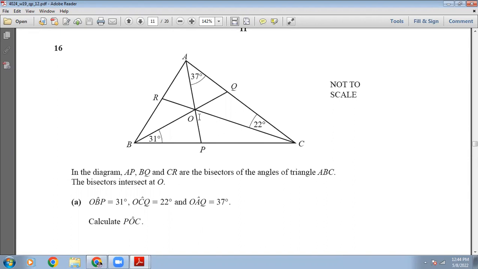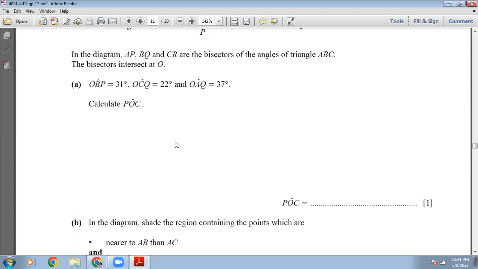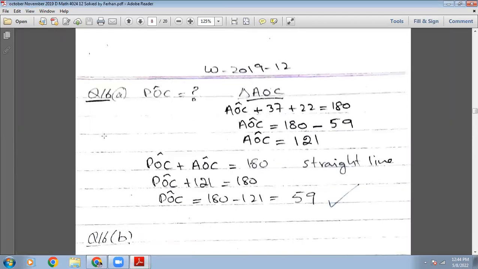So the strategy is very simple. Can you see this triangle AOC? I know this is 22 and this is 37, so I can find this angle AOC: 180 minus 37 minus 22. Once I know the angle AOC, then you can see AOP is a straight line. The sum of the adjacent angles on a straight line is 180. So from 180, I will subtract the angle AOC, and I will get the angle POC. That is the strategy for this question. So let me show you how I have done this.